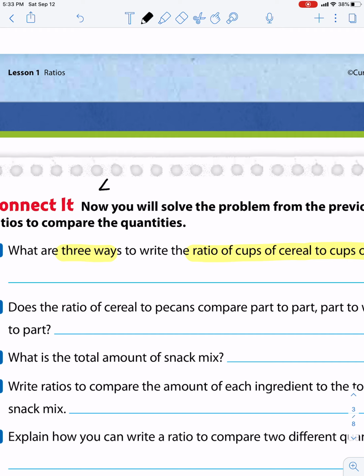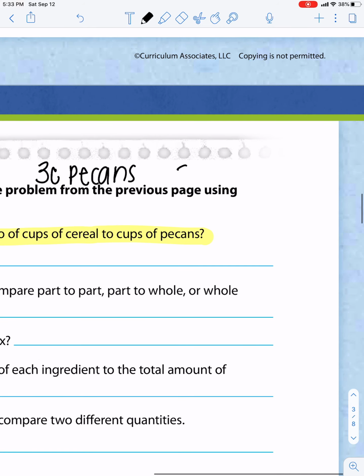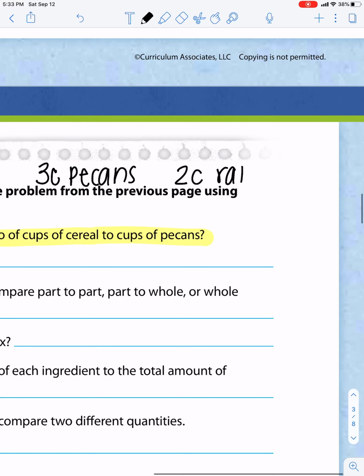I had 4 cups of the cereal. I had 3 cups of the pecans. And then I had the 2 cups of the raisins. All right, now we are ready to solve this problem.